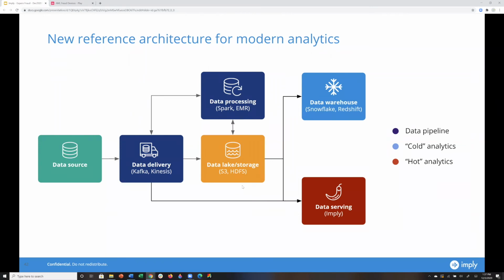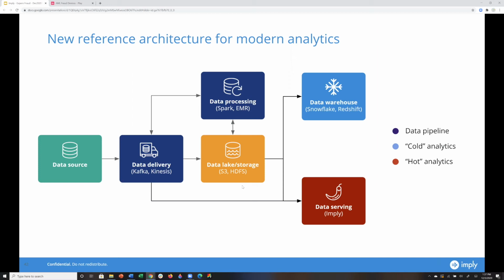So this is an architecture for modern analytics. So if you hear the word modern analytics or replatforming analytical platforms, this is how it normally looks like. So on the left here in the green box, you see the data source, and that data source is then feeding the data into a message bus, which is your data delivery, kind of like Kafka and Kinesis. And then that data then gets fed to the data lake or your cloud storage for raw and long-term storage.